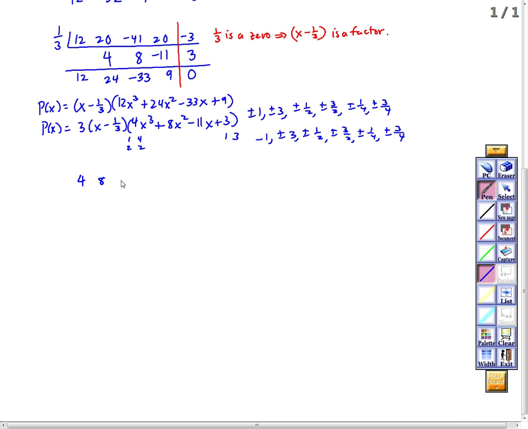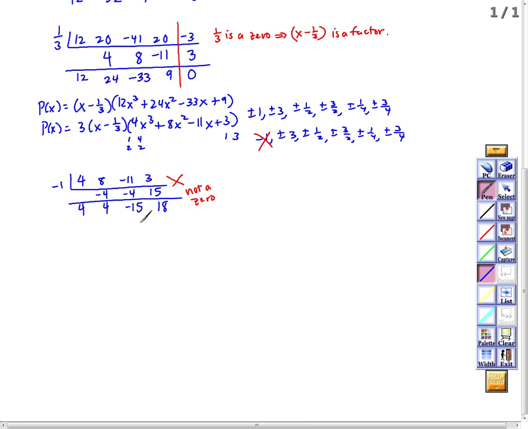4, 8, negative 11, and 3. I'm going to try -1. 4, negative 1 times 4 is negative 4. 8 minus 4 is 4. Negative 1 times 4 is negative 4. Negative 11 plus a negative 4 is negative 15. Negative 1 times negative 15 is 15. 3 plus 15 is 18. Again, negative 1 is not a 0, so I can X that one out as well.